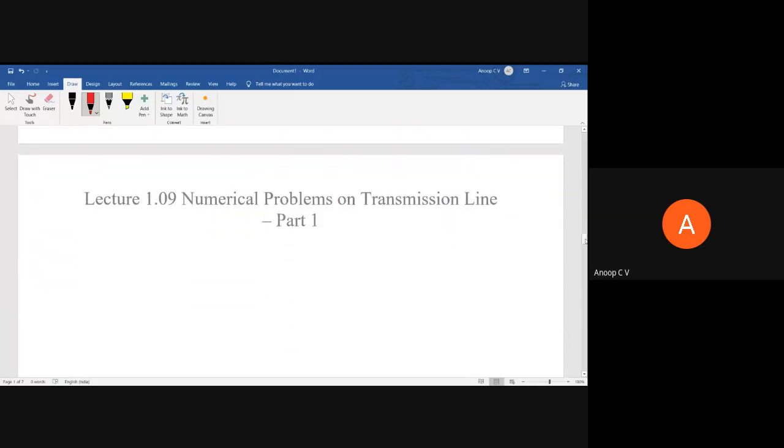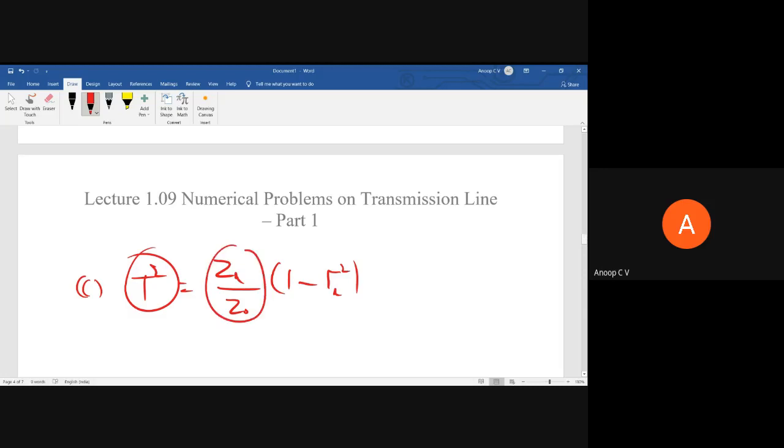And question number C, you should verify T square is equal to ZL by Z naught into 1 minus gamma L square. So first you find T square, right? Then find ZL by Z naught into 1 minus gamma L square. Show that LHS is equal to RHS. So I am giving it as homework for you to practice, right?